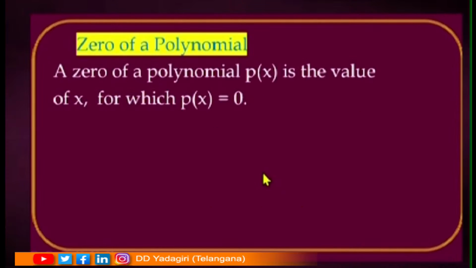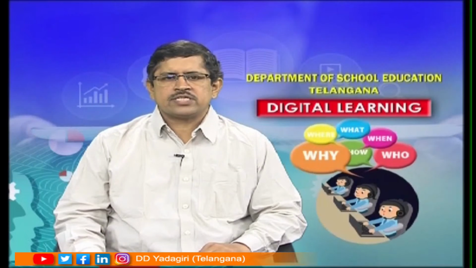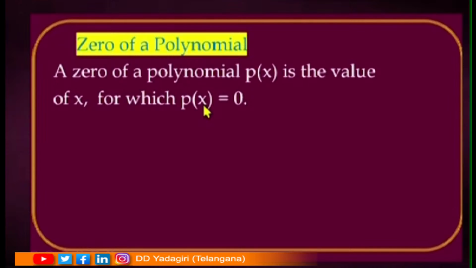So let us discuss about a concept called as 0 of the polynomial. A 0 of the polynomial p of x is the value of x for which p of x is equal to 0. So you observed in the previous example s of 2 and s of 0 was 0. So you got an x value as 2 and x value as 0 for which p of x is equal to 0. So a 0 of the polynomial p of x is the value of x for which p of x is equal to 0.